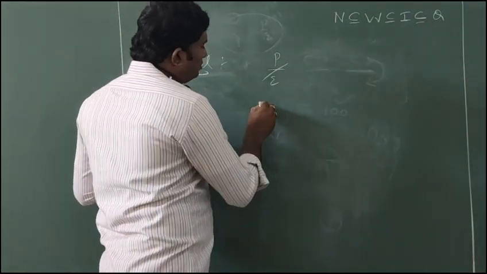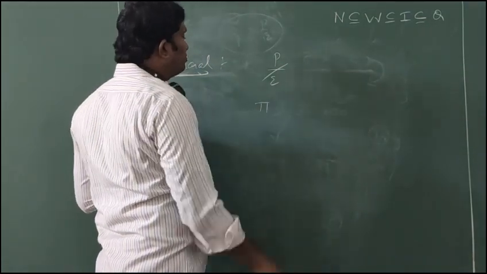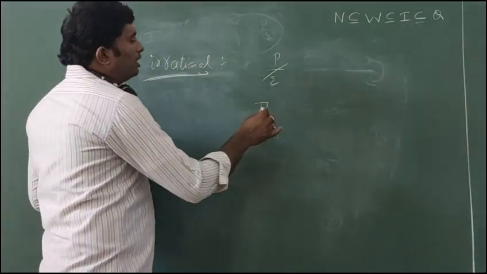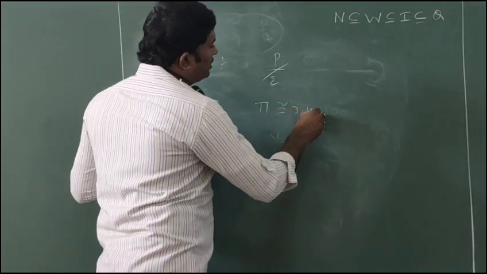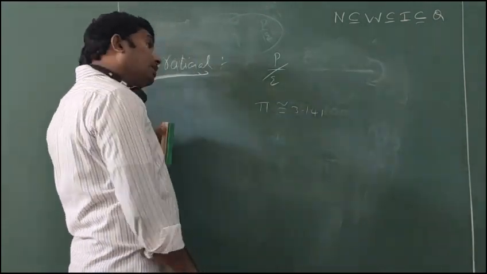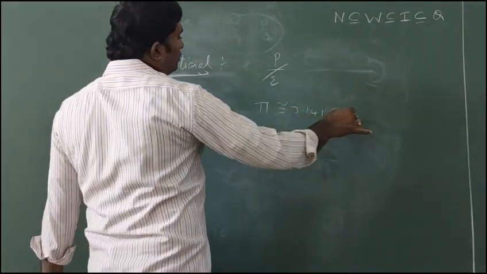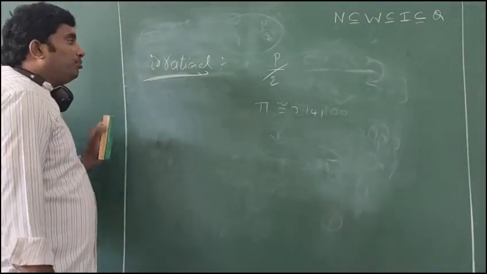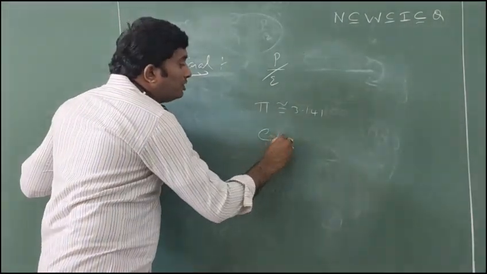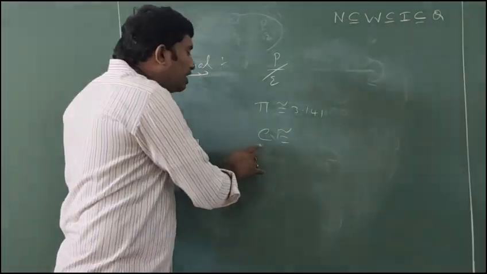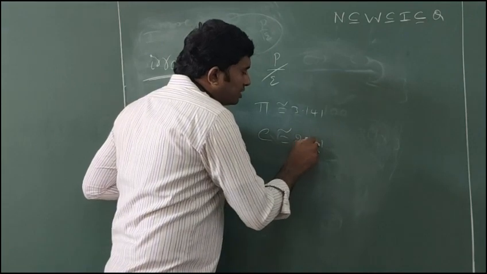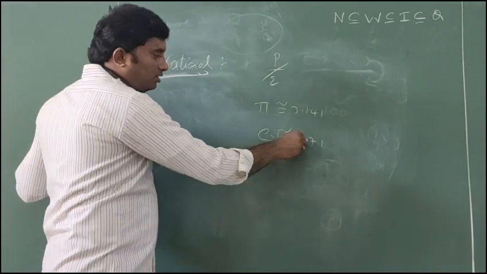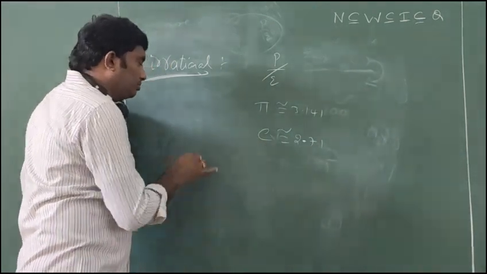For example, take pi. What is the pi value? We write pi value approximately 3.141. It is not exactly 3.14, it is 3.14123 and so on. But we cannot express it in the form of p by q. It is irrational. And e also. What is the approximate value of e? 2.71 and so on. This also we cannot express in the form of p by q. That is why it is an irrational number.